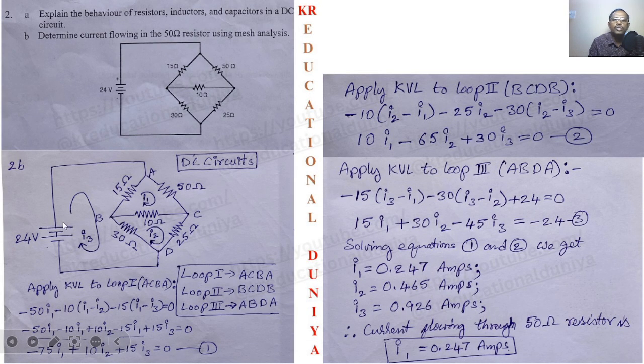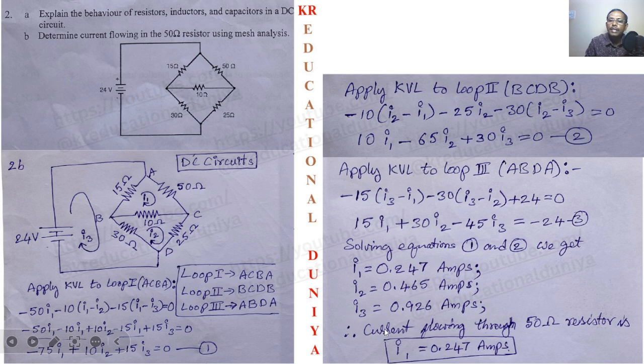So plus 24. There are many methods for doing KVL mesh analysis, and this is one of the methods. So plus 24 is equal to 0. Third equation. So write the equation in terms of I1, I2, I3 equal to a constant. After getting that, if you put the three equations in the calculator, you will directly get the I1, I2 and I3 values. So I1 equals 0.247, I2 equals 0.467 and I3 equals 0.926 amps.